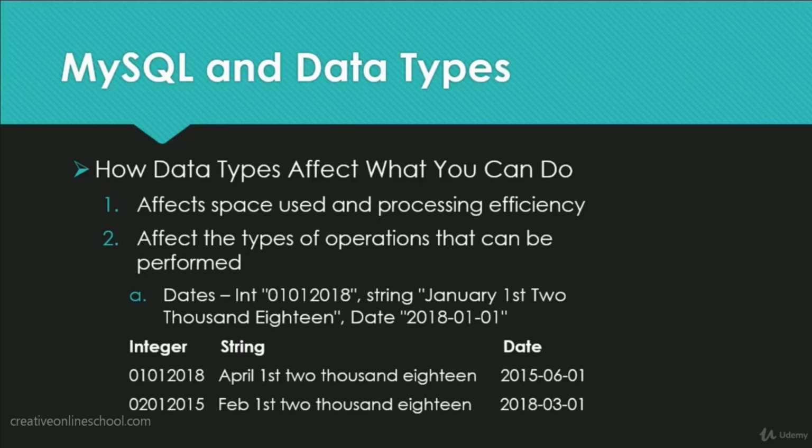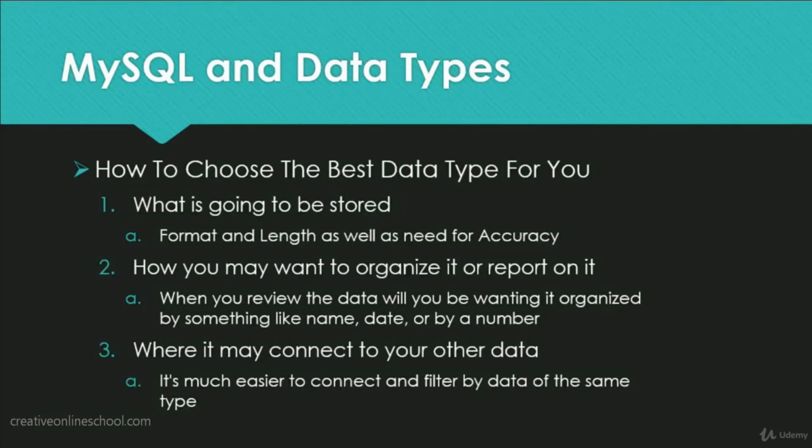When told to order the date, the system is going to order the integer by pure numeric value, while it orders the string alphabetically. Both of these fail to give you the dates from oldest to newest, but the correct type allows for getting the correct dates in the right order. So now that we know how important the types can be, let's go over how to choose the best type for you. To do that, there are three primary things to consider.